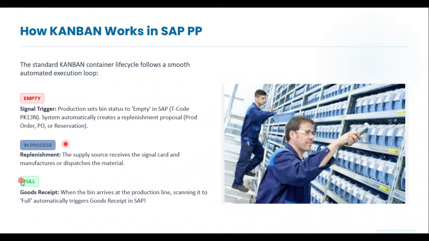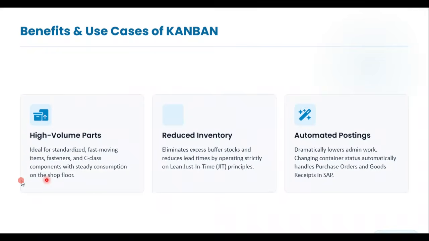And then you have a different color for in process, where the signal has been received, or the manufacturing is in WIP. And once the goods receipt has been posted after the manufacturing is completed, then the bin color turns into a green color. Okay.